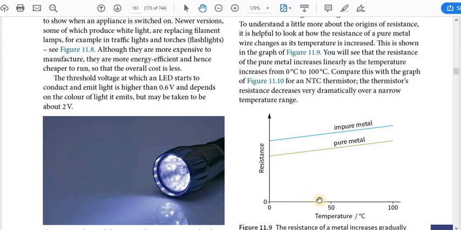See, with increasing temperature you know that the resistance increases. Now we will learn about it afterwards, how this resistance increases in a metal with increasing temperature. It has to do with the vibration of the particles also.